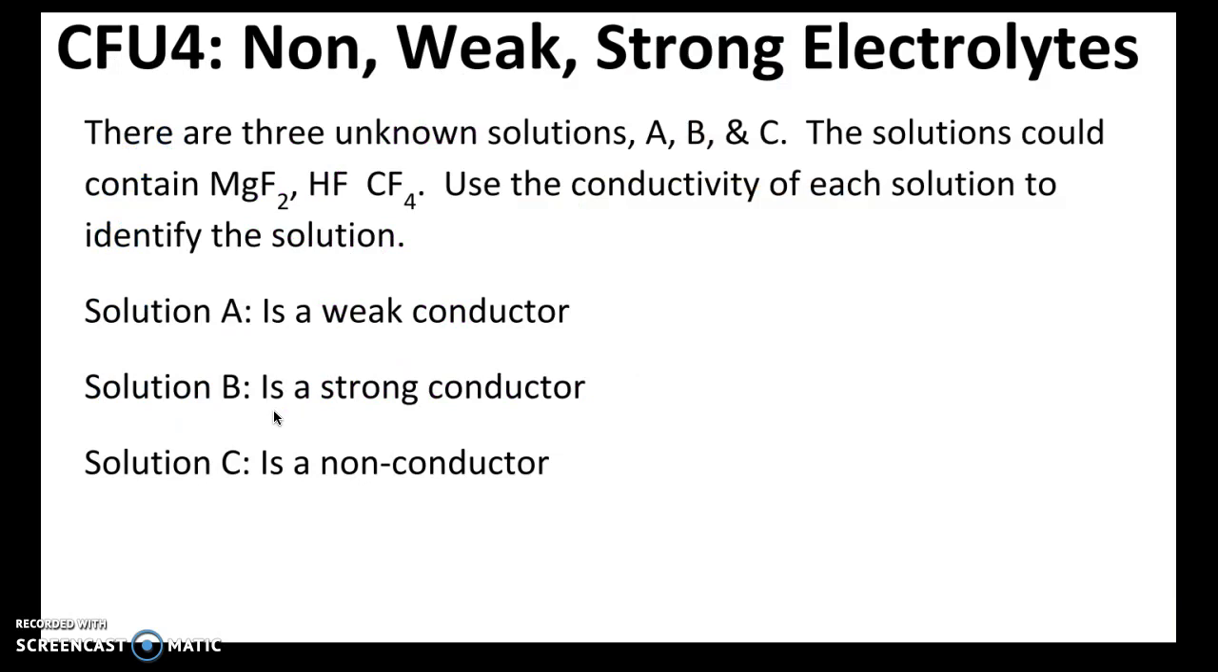Okay, so here's your final CFU. You're going to identify these solutions. There are 3 unknown solutions, A, B, and C, and they can contain magnesium fluoride, hydrofluoric acid, and CF4. So you're going to use the conductivity of each solution to identify the solution. So solution A is a weak conductor. So you got to figure out, well, which one of these could be a weak conductor. Solution B is a strong conductor, and solution C is a non-conductor. Take a moment to figure this out. When you press play again, the answer will be revealed.